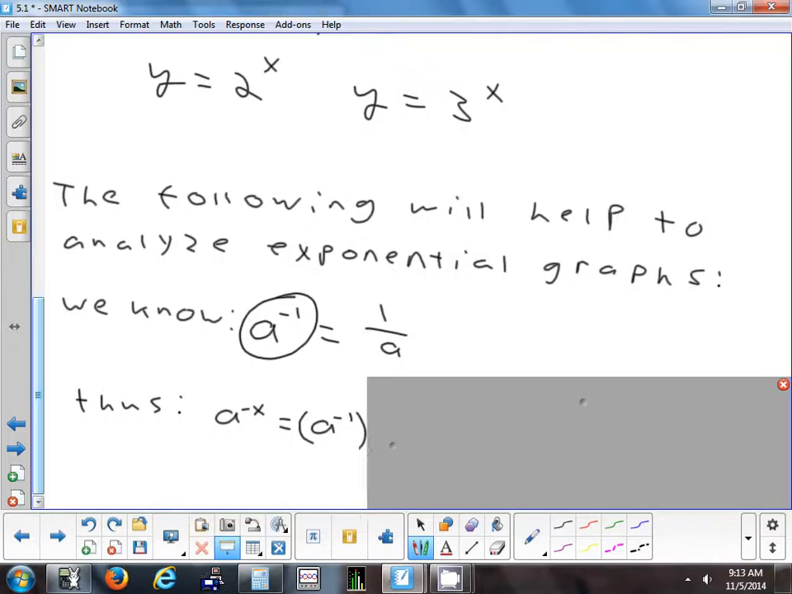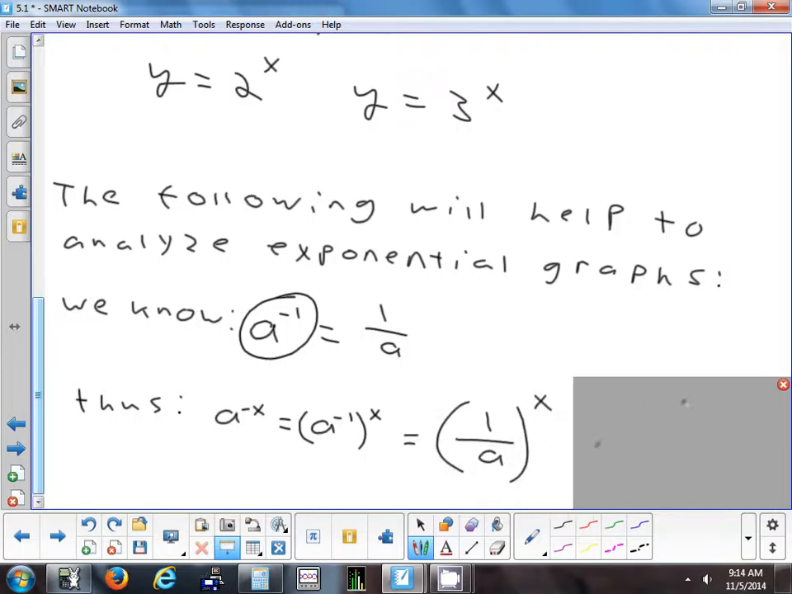Okay, or you could think of it as that, and we'll see in a second this is going to be very similar. Okay, because I have a power to a power. If I multiply my exponents, negative 1 times x, I get negative x. And now, using the rule I just had before, a to the negative 1 is the same as 1 over a. So technically, you could write this as 1 over a to the x. But usually we'll put it this way.